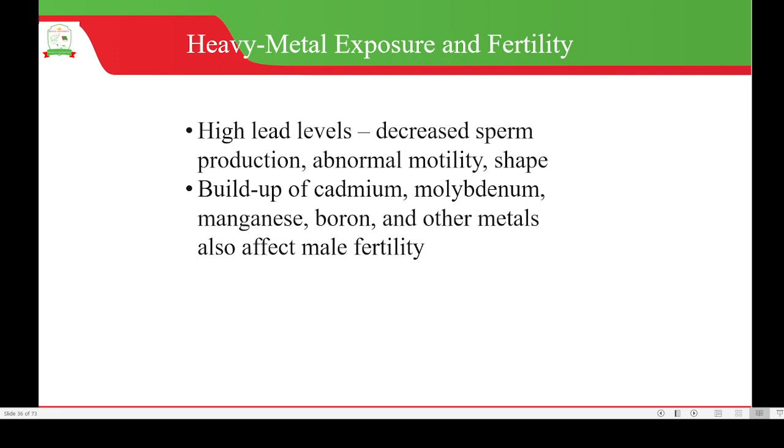Heavy metal exposure. High lead levels decrease sperm production. They cause abnormal motility of the sperm and also abnormal shapes of the sperm. And the buildup of cadmium, molybdenum, manganese, boron, and other metals also affects male fertility.